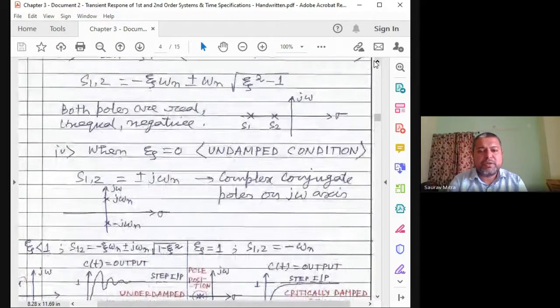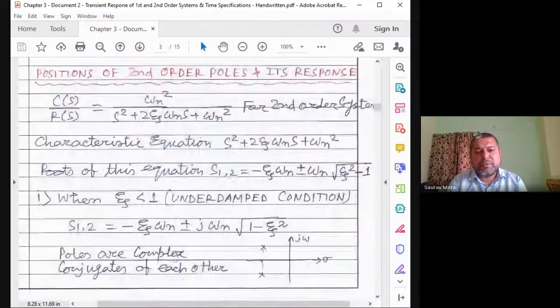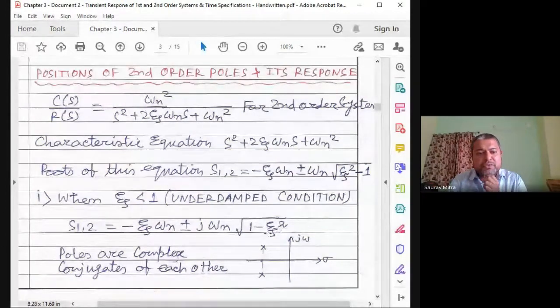Everything is coming from this equation, that is s square plus 2 zeta omega n s plus omega n square equals 0. So just solve this and you will find the roots of the equation are like this. Take minus 1 outside, so this becomes s1,2 equals minus zeta omega n plus minus j omega n root under 1 minus zeta square. First case, substitute zeta is equal to 0. You will find s1,2 is plus minus j omega n. You have to say poles are on the j omega axis, there is no real part, output is sustained oscillation.